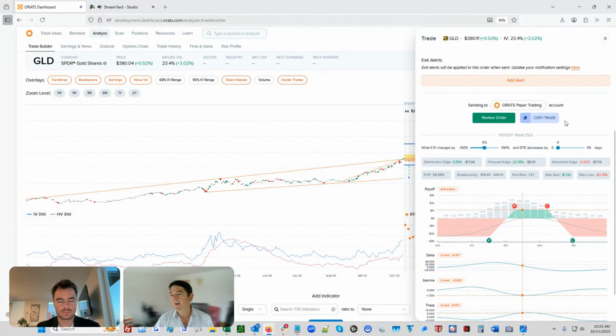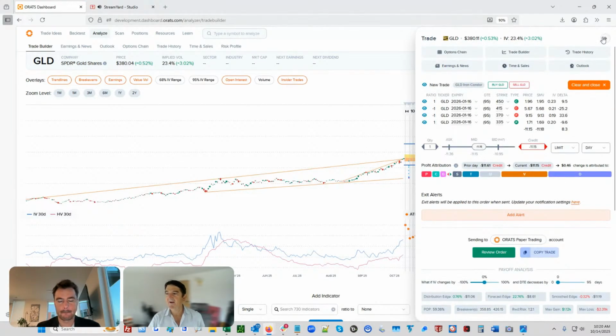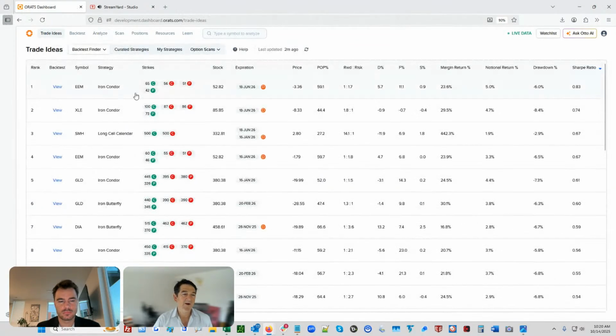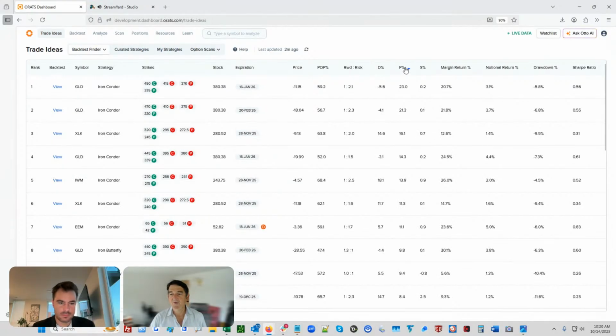I like to have everything agree. When I find a trade, I want everything to agree. I usually sort it by forecast. So here's one. This XLK has a distribution edge that is going the same way as the forecast edge. It even has a little smooth edge to it. So I'd be interested in that.